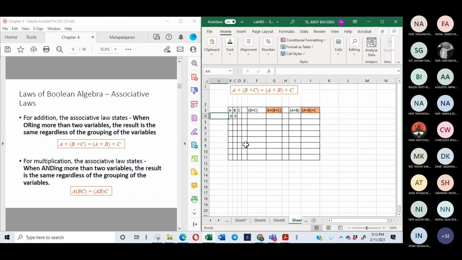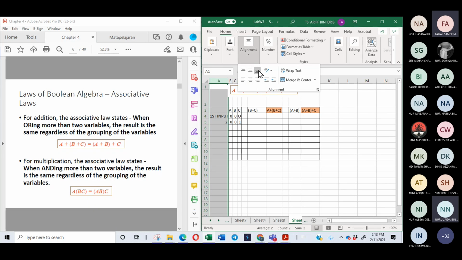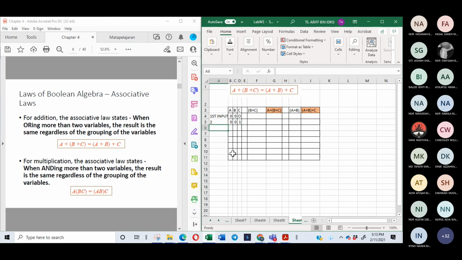What is the first input, class? A is 0. What about B? 0. C is 0. Then you fill up the rest. What is the second? 0, 0, 1. What is the third? Oh, no, 0, 1, 0. So the third, fourth, fifth, sixth, seventh. How many input combinations altogether for three variables? 8.